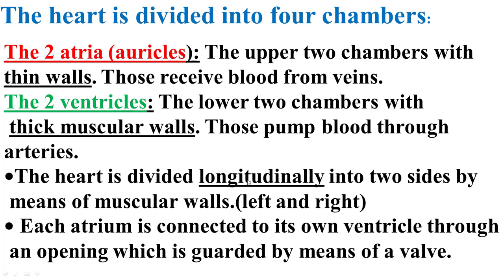The heart is divided longitudinally into two sides by muscular walls, left and right. Each atrium is connected to its own ventricle through an opening, which is named a valve. The function of the valve is to guard this position, letting the blood move in one direction and preventing it from flowing backward again.